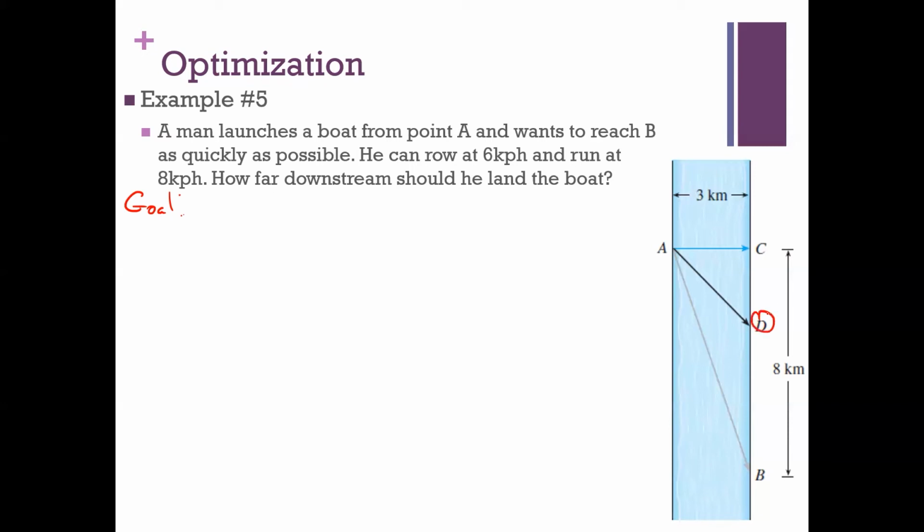So A, B, and C are all fixed points. What we're really trying to figure out is where should D be? Okay. So our goal is to minimize travel time. And what are we constrained by?